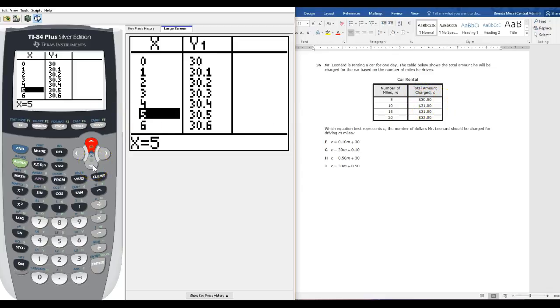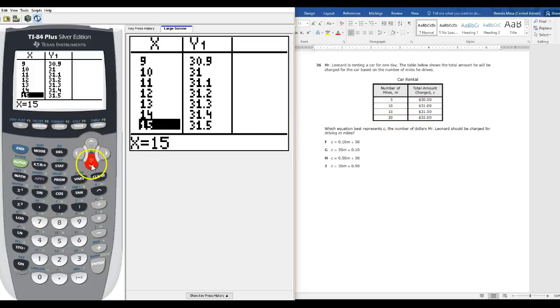But I always tell my students, you don't just check one point, you check them all, because the state is likely to trip them up by having the first value be correct and then some others not, okay? So $10 and $31 matches my table on my page, $10 and $31. 15 and $31.50, that matches. Looks like we may have a match here.